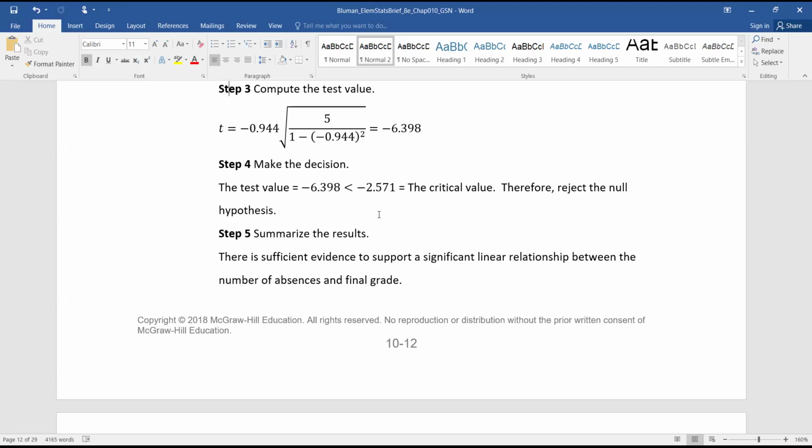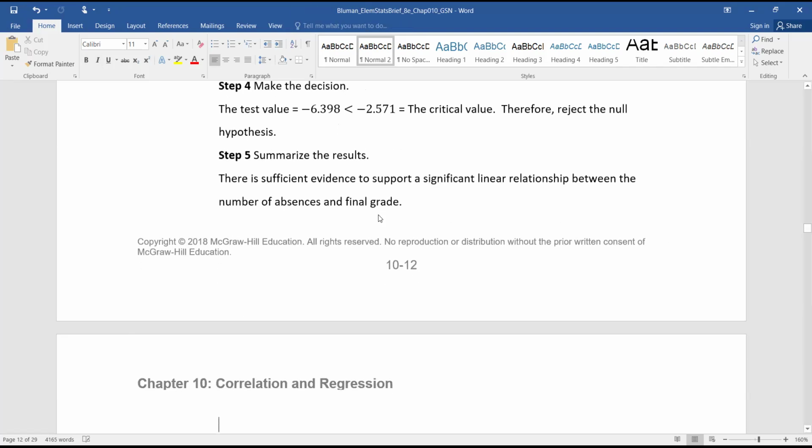And so then in step 5, you can see that we can finalize with: there is sufficient evidence to support a significant linear relationship between the number of absences and final grades. And again, we already kind of knew that. But this is just a way of putting it all together with our hypothesis testing.